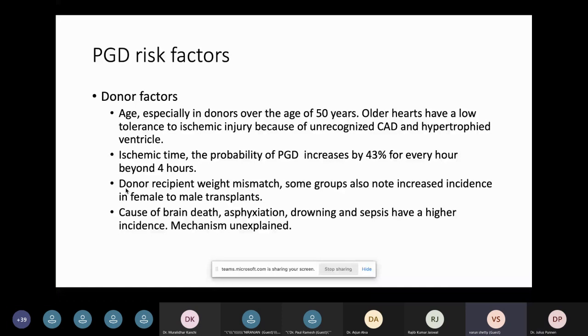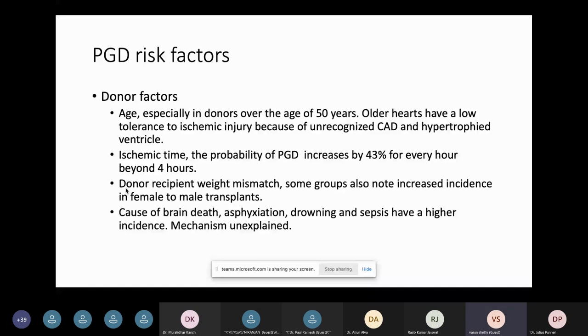Ischemic time is another very important risk factor, as the probability of PGD increases by 43% for every hour beyond 4 hours. Another important factor is weight mismatch. Also, there is a higher incidence of PGD, especially in female donors to male recipients.